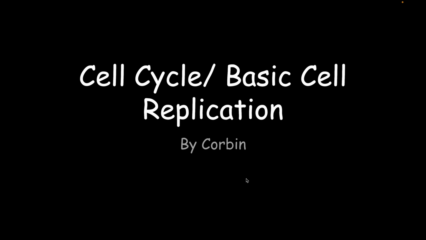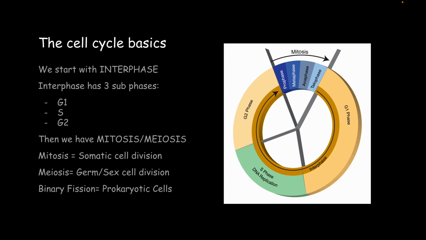What's going on, everybody? Today we're going to be talking about the cell cycle and basic cell replication. So here's the basics for the cell cycle. We actually have two phases, and then we have some subphases. So we have interphase, which is the cell doing life, and then we have mitosis or meiosis, which is the cell actually splitting and making two daughter cells, or in meiosis, four daughter cells.